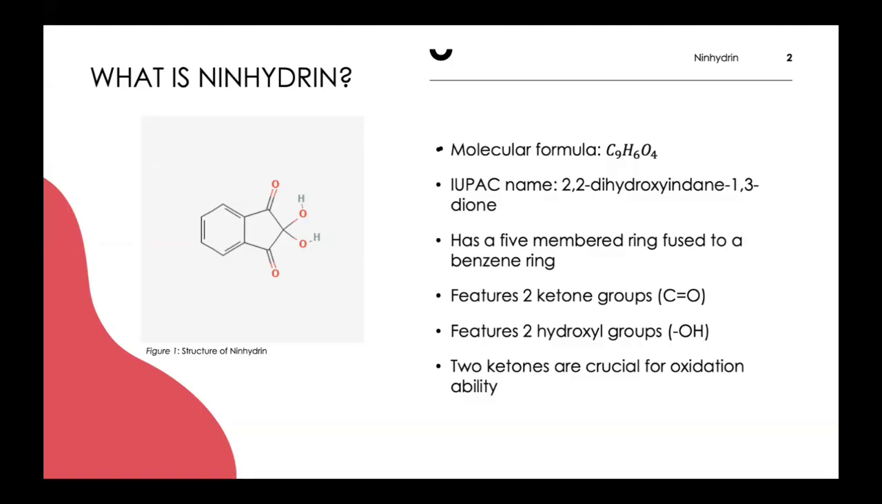As you can see by the image on the screen, it consists of one five-membered ring that is fused to a benzene ring. Additionally, it features two ketone and two hydroxyl groups. The two reactive ketone groups are crucial for ninhydrin's ability to detect amino acids.